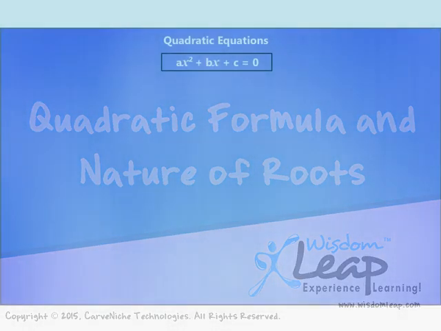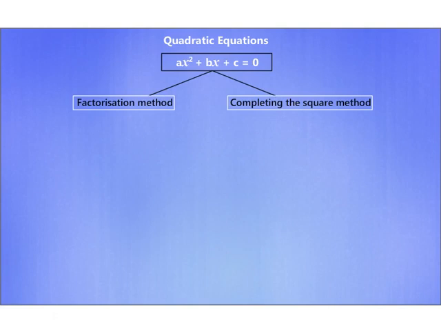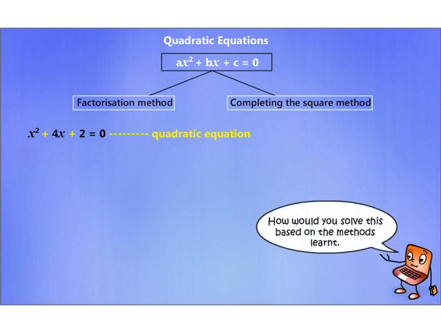In the earlier lessons, we have learnt the factorization method and the completing the square method to solve quadratic equations. Consider a quadratic equation x squared plus 4x plus 2 is equal to 0. How would you solve this by any of the methods learnt?